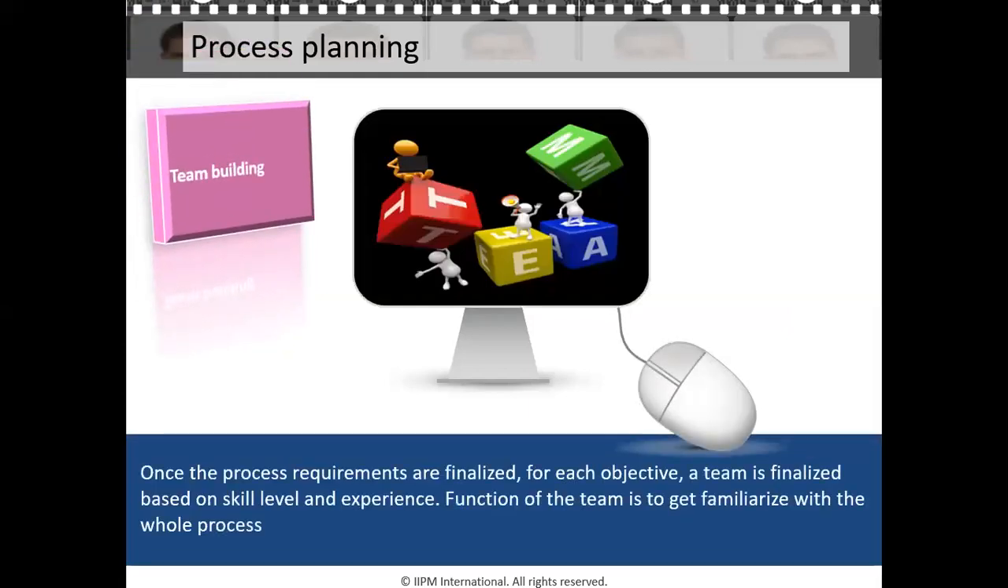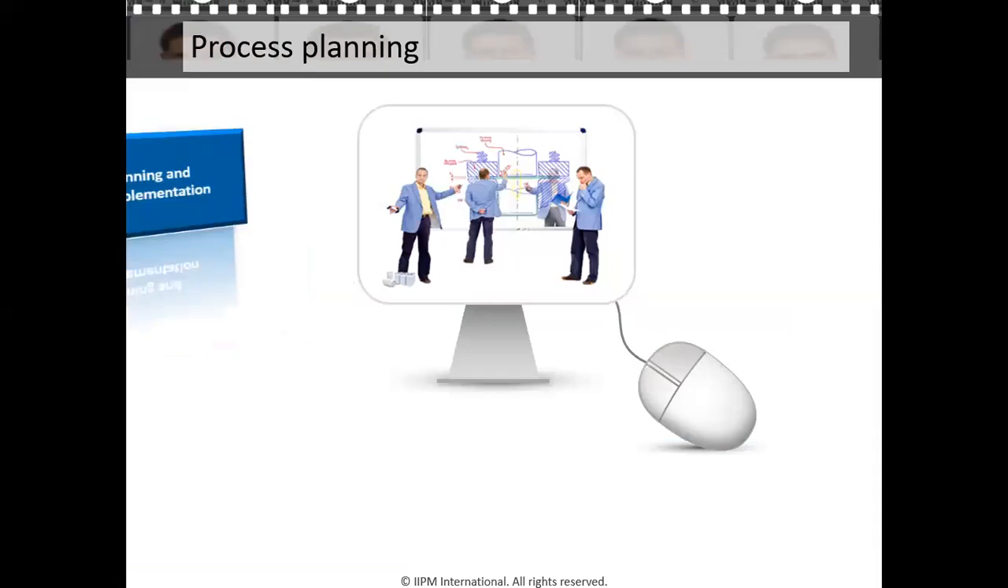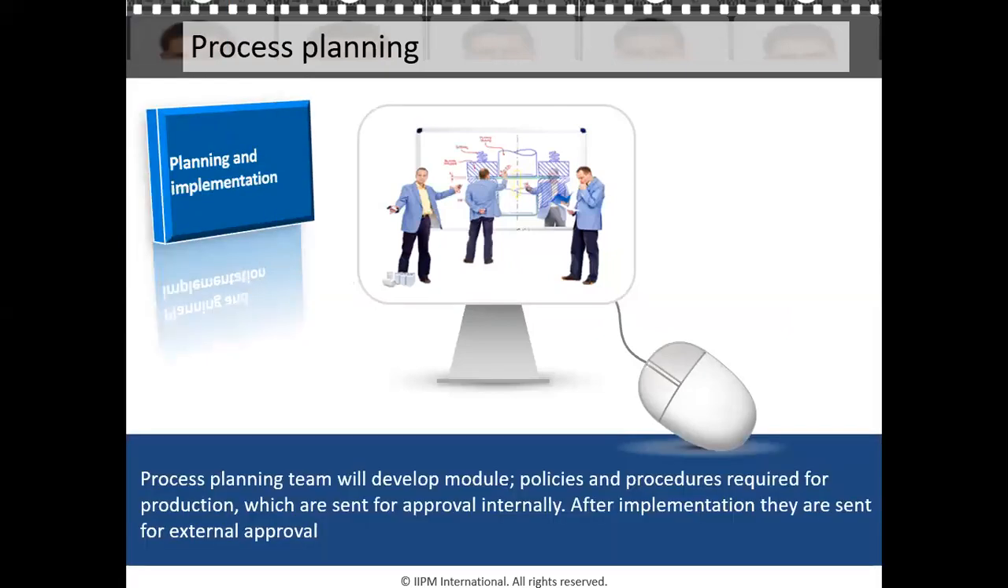For team building, once the process requirements are finalized, for each objective, a team is finalized based on skill level and experience. The function of the team is to get familiarized with the whole process. Then for planning and implementation, the process planning team will develop module policies and procedures required for production, which are sent for approval internally. After implementation, they are sent for external approval.